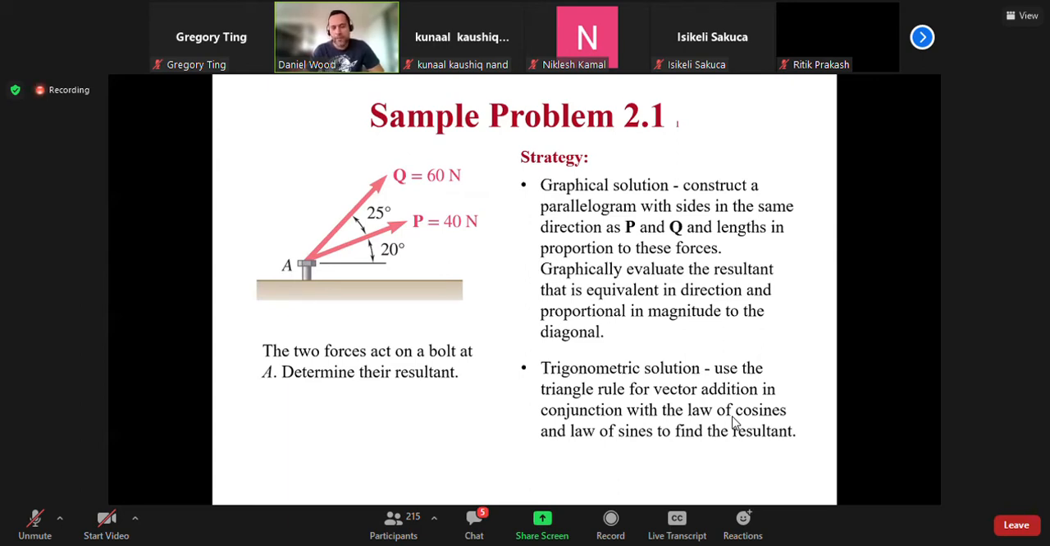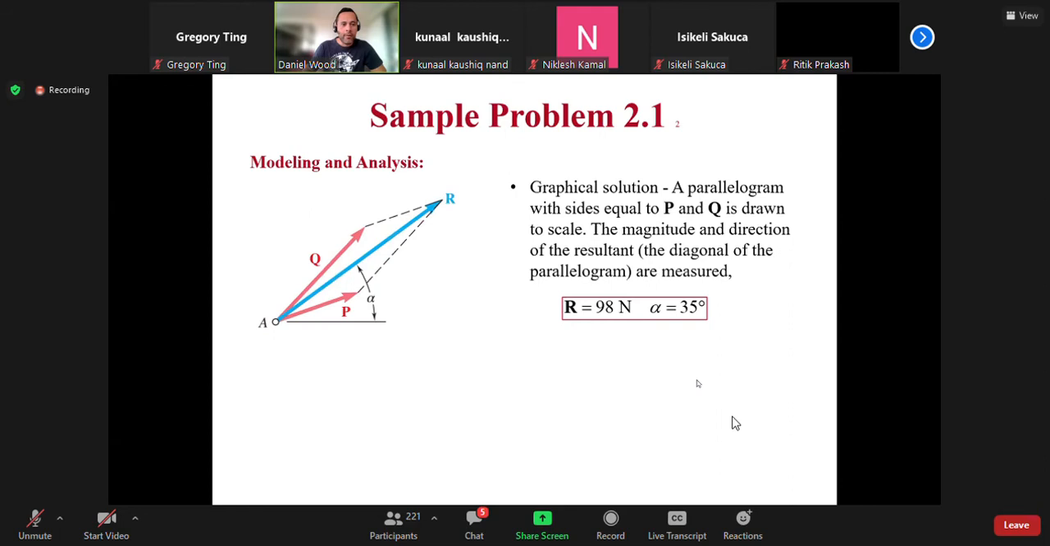For the most part, it's the parallelogram rule and the triangle rule. Good graphical means and trigonometric solutions, but typically you won't be doing that. Especially when I do things in Excel, I'd be breaking Q down and P down into X and Y components and then adding them together to get my resultant. So that's how I would be doing it.